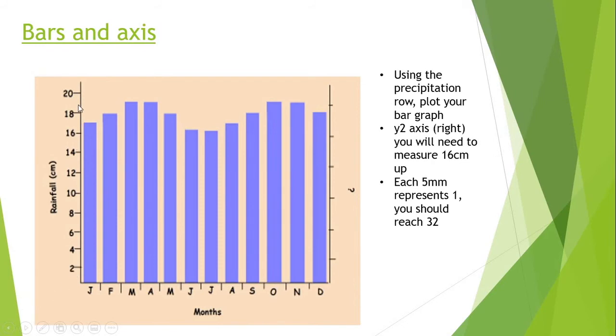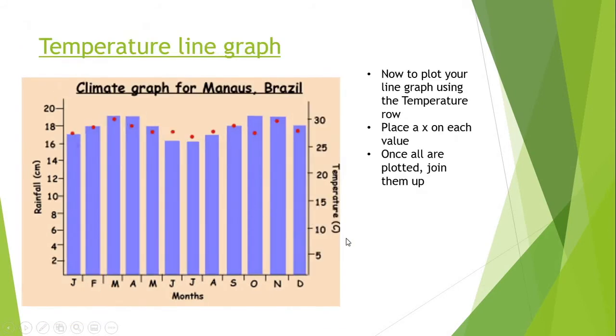Okay, so now you've got your Y2 axis, your Y1 axis, and your X axis. We're now going to look to plot our temperature. So you'll need the temperature row on your data sheet. What you will need to do is place an X or a dot on each value. For example, in December, the temperature might be 28. You are no longer using this axis, you are using the one to the right.